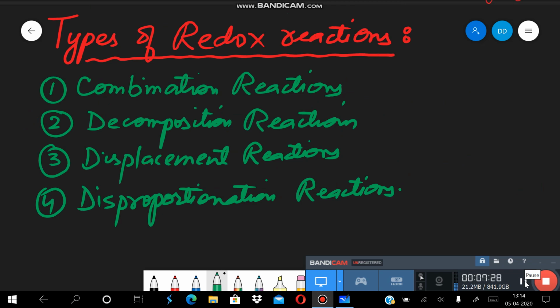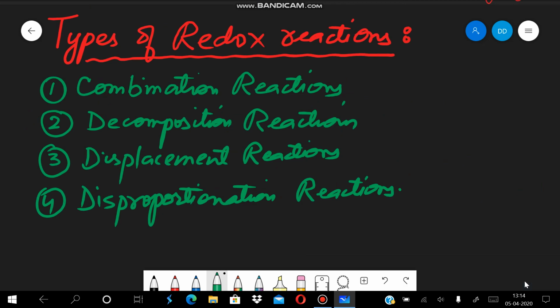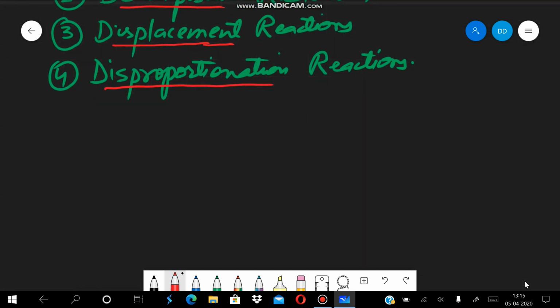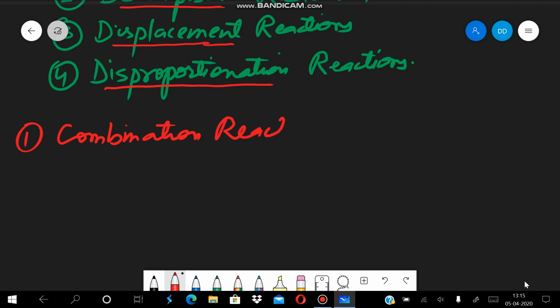Now, types of redox reactions. Redox reactions have been classified into 4 types, that is combination reactions, decomposition reactions, displacement reactions, and disproportionation reactions. Now, starting from the first type, that is the combination reactions.